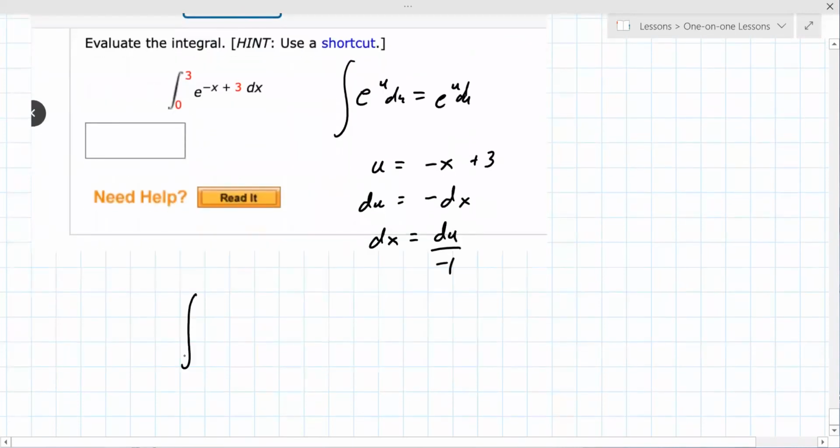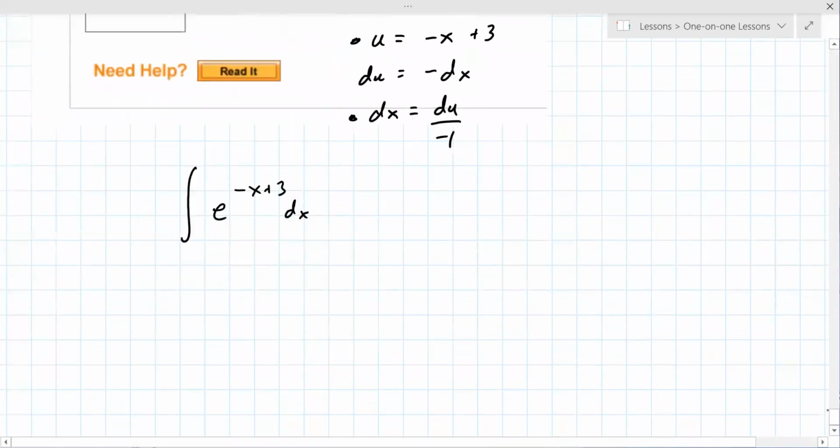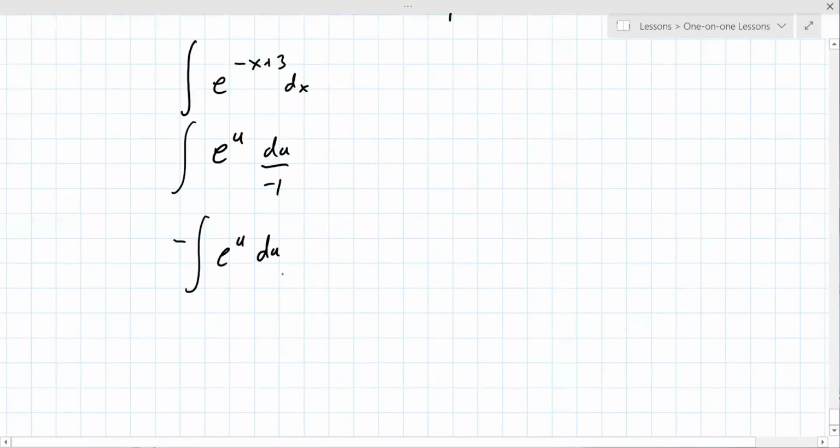So you rewrite the integral, e to the minus x plus 3 dx, and you're going to substitute for the u and the dx. So it's e to the u, and then it's du over -1. That negative comes out in front. So it's negative integral e to the u du. You know how to do this. That's e to the u plus c.